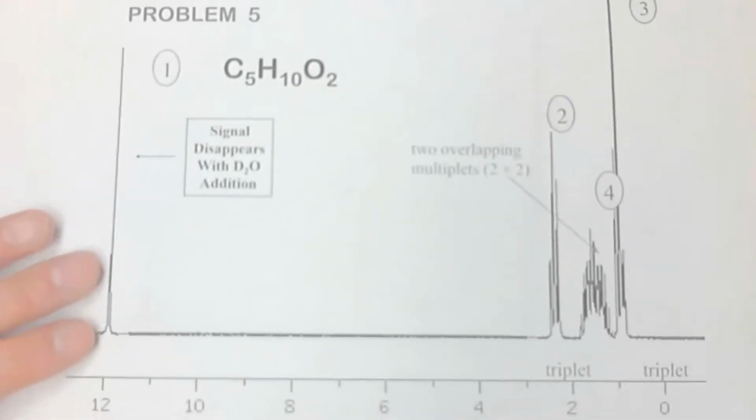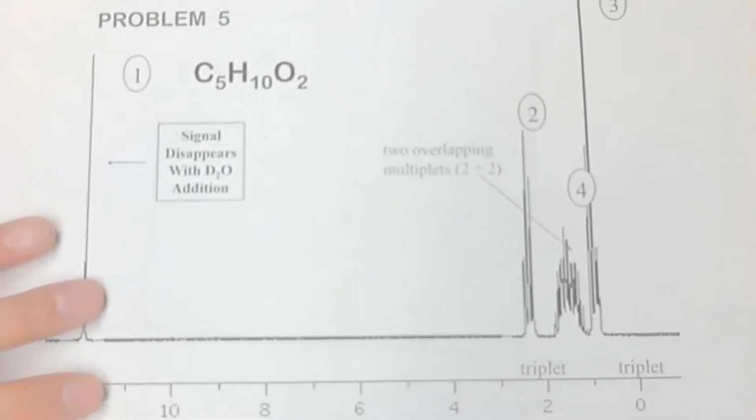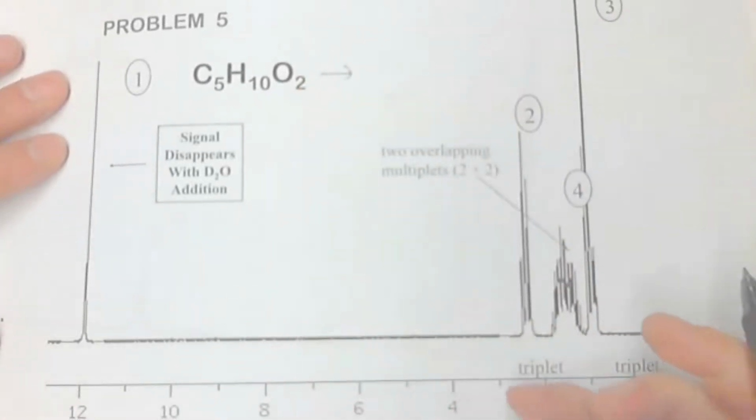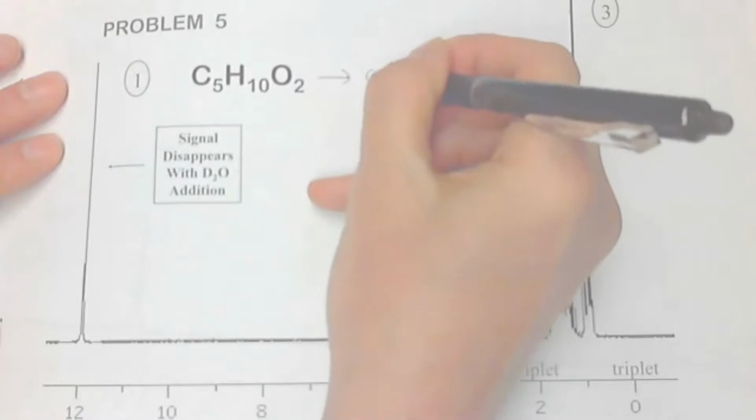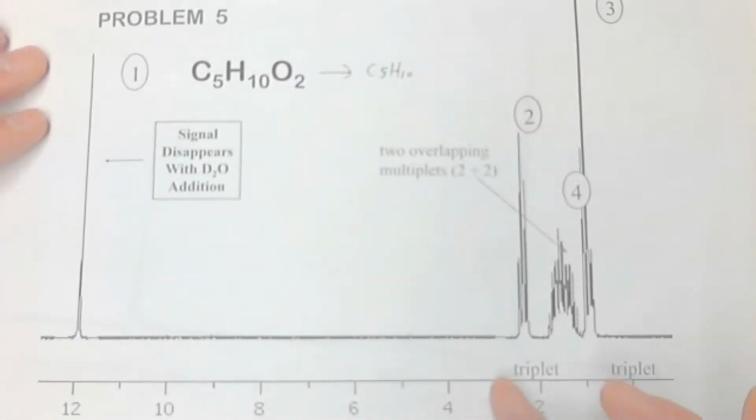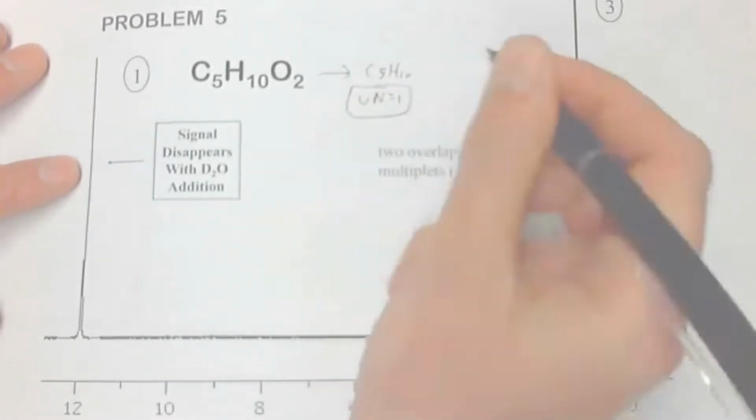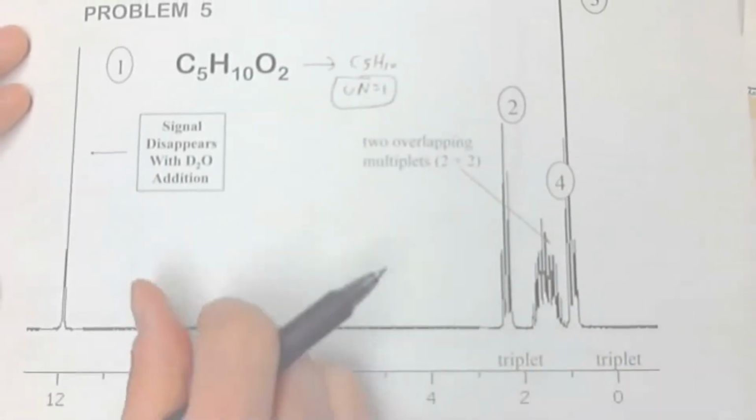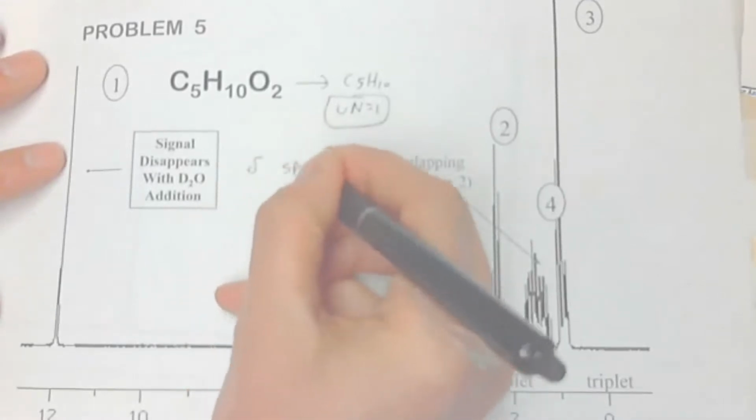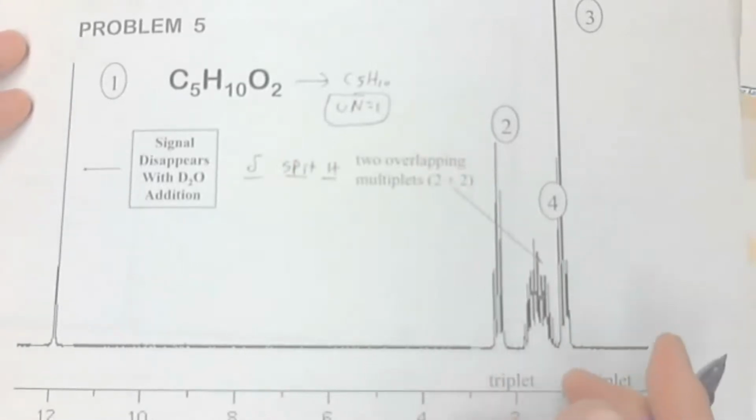Scary problem number 5. Looks intimidating, but it's not that intimidating. UN, remember we dropped the oxygens, it's C5H10. Okay, and UN equals 1. So maybe some kind of mystery functional group. Let's do my delta, split, H. There's going to be my table.